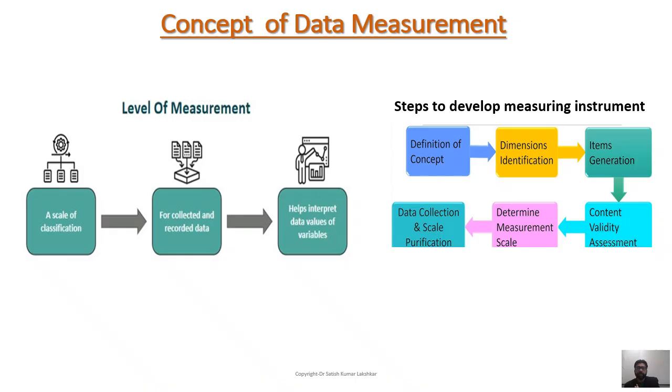This is followed by determining the measurement scale. At this fifth step, we need to decide the type of measurement scale. Finally, this is followed by data collection and scale purification. Data collection is the actual collection of the data, maybe primary or secondary, and then we need to purify or correct the scale that we have developed for data measurement.